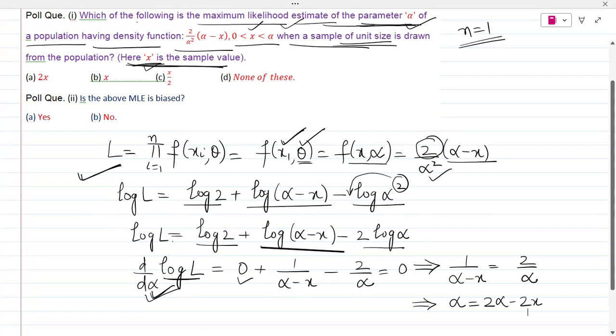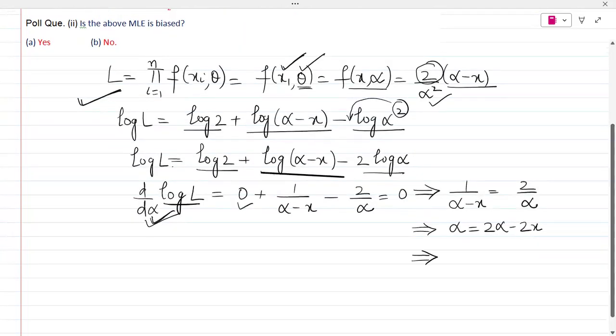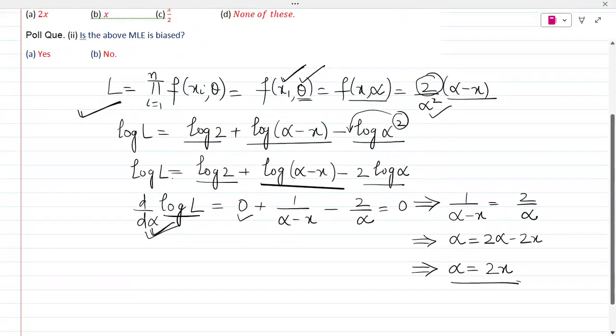So from here, what will be alpha? Alpha will be 2x. Okay. So now what is this value? Actually, this is the estimated value of alpha. It is that estimated value of alpha, which is maximizing log L or L.